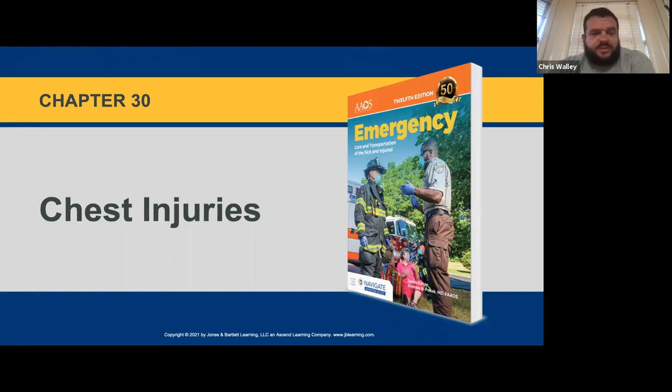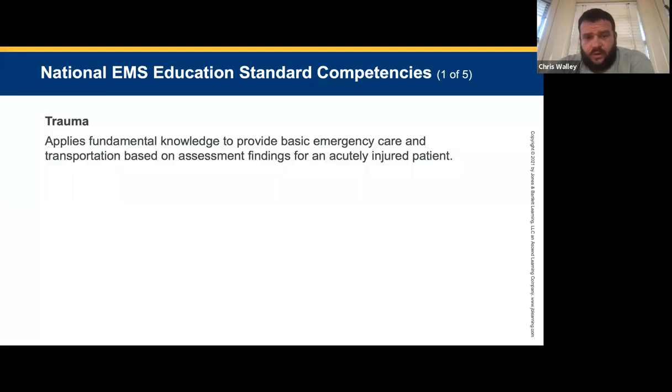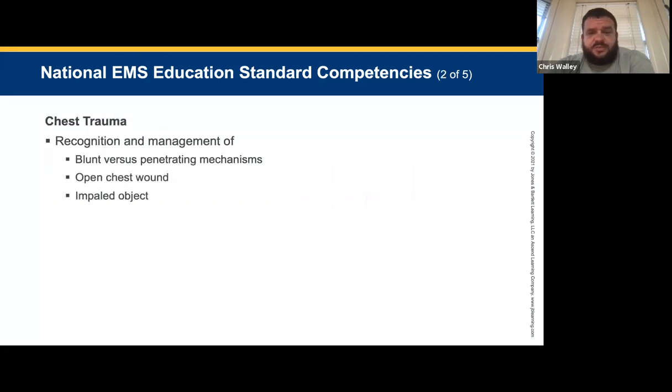So we're going to talk about chest injuries tonight. We know about trauma. This is a trauma chapter that is a pretty in-depth chapter. We know it's pretty rough. So chest traumas, we'll talk about the differences between blunt versus penetrating versus open and impaled. You should be up to speed on that right now, knowing what the difference of those all are, and how we manage it. What are we going to do to them?